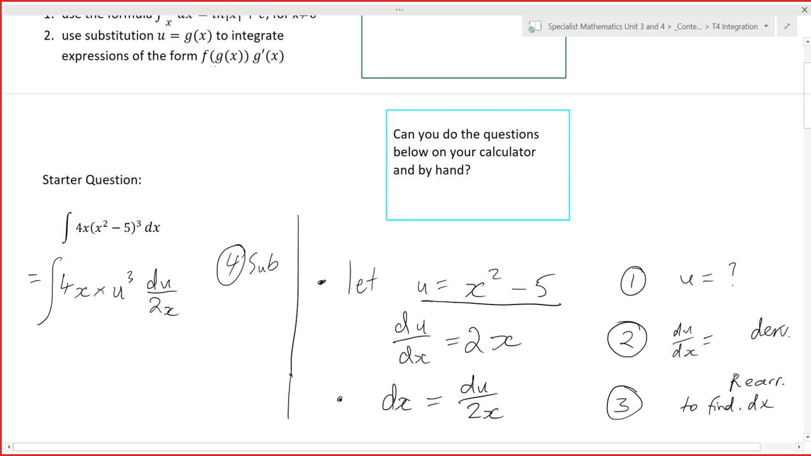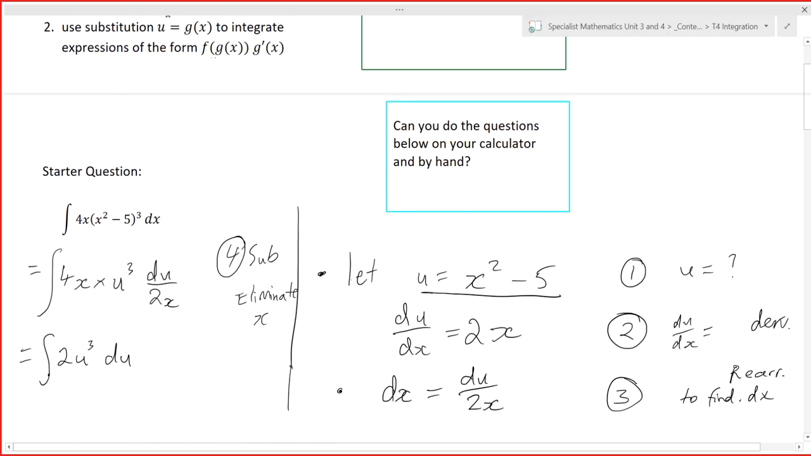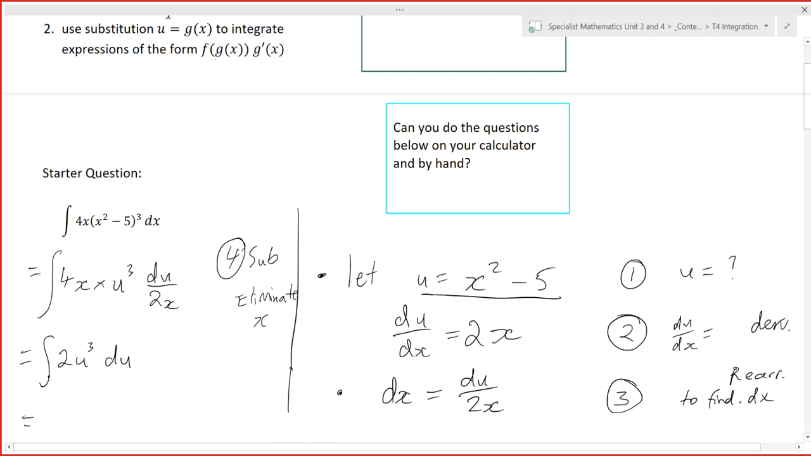Oh, it's got 4x divided by 2x, so it's not the exact derivative, but the most important thing is that we're eliminating all the x's. So we're left with 2u cubed du. And then that's quite a simple integral. So we're just adding 1 to the power and dividing by the new power.